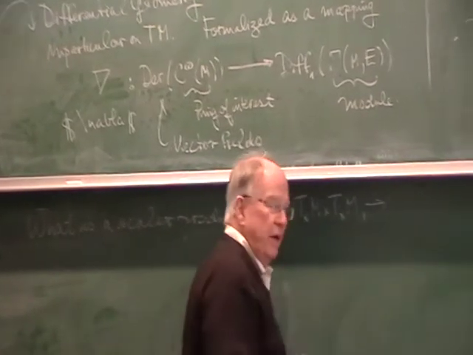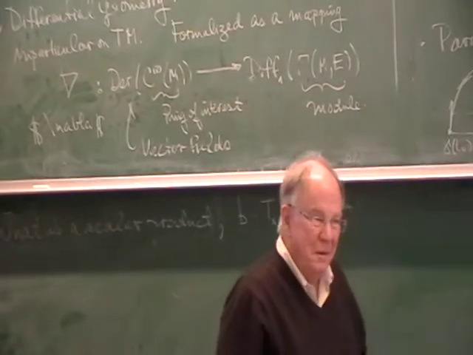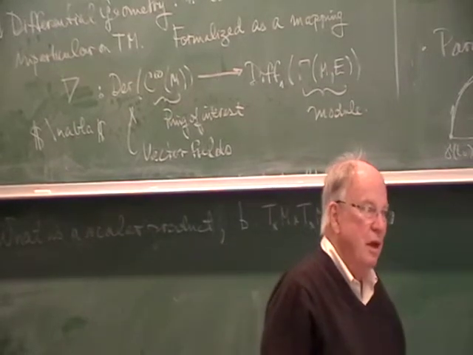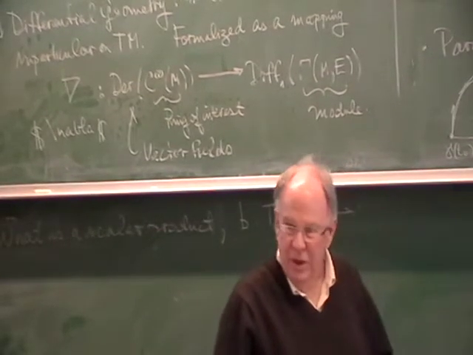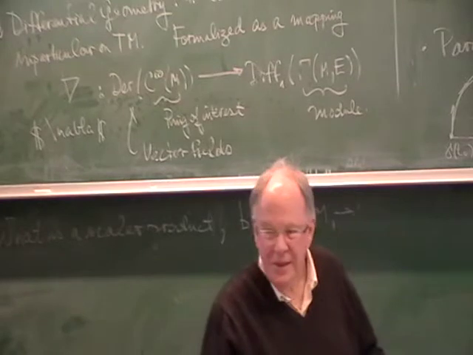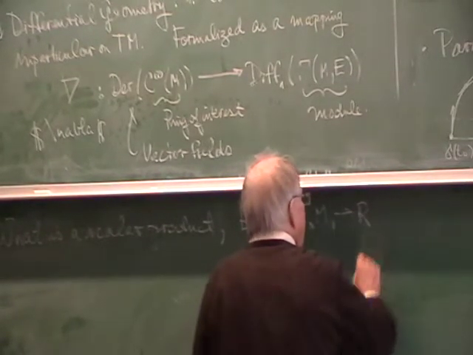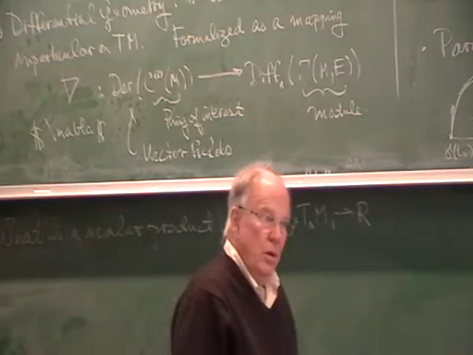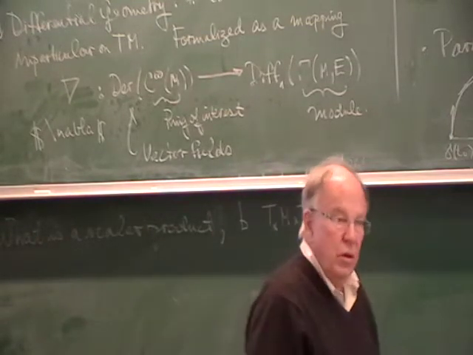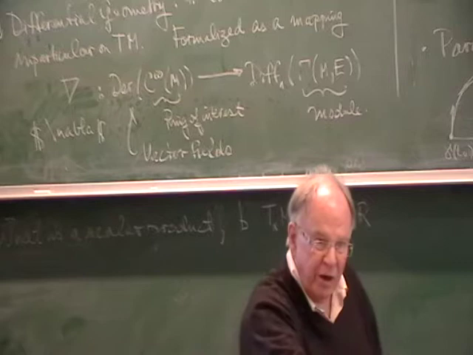Well, what did Einstein have to say about this thing? Dimension 4, maybe this thing's not positive definite. Right? So let's make this a mapping into R. Yeah? Do you object? You better not object.